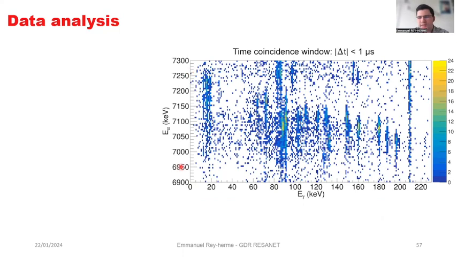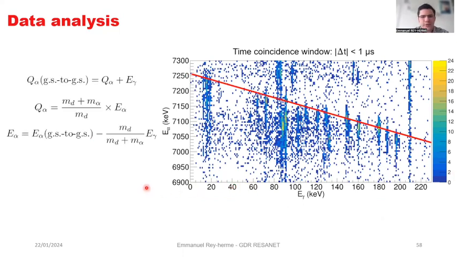And on these 2D matrices, we can plot this line, which corresponds to this equation here, which is basically the idea that if you have an alpha decay toward an excited state, and then this excited state emits a gamma ray going directly to the ground state, the sum of the energy liberated during the alpha decay and the energy of the gamma ray is always the same. It's the energy difference between the 2 ground states.